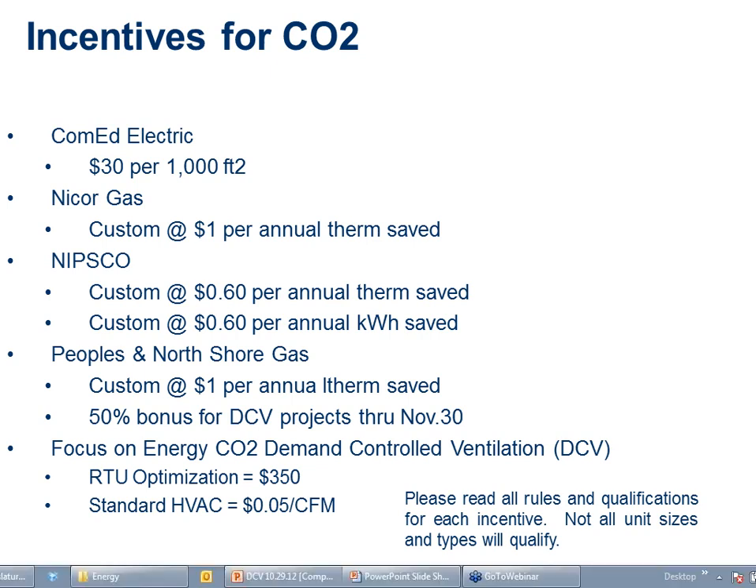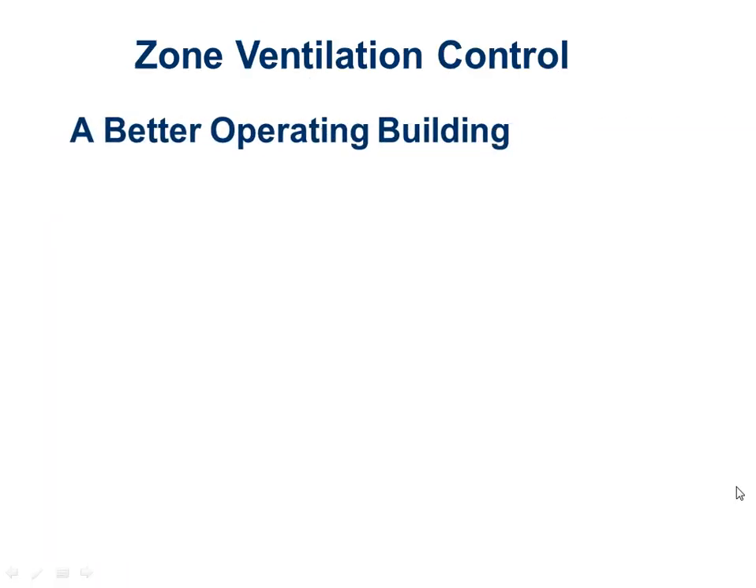Jim points out to me that the $1.50 for Peoples and North Shore is actually committed through December 30th, not November 30th, like the other bonus incentives. So thank you for that, Jim. And Matthew points out that in Wisconsin, there's actually a bonus to the end of the year. If you do the rooftop for $350, you can actually get a $15 per ton DCV bonus on top of that. So there's quite a few things here. All right, so let's get off the rebate topic and keep moving here.